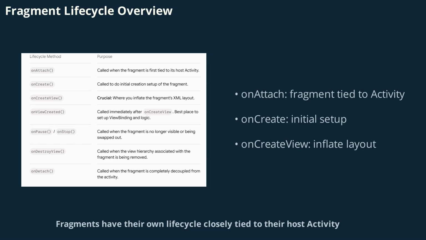Fragments have their own lifecycle, closely tied to their host activity. Key lifecycle methods include onAttach, onCreate, onCreateView, onViewCreated, onPause, onStop, onDestroyView, and onDetach. Each method serves a specific purpose, from initializing the fragment to cleaning up resources when it's no longer needed. Understanding this lifecycle is crucial for managing fragment behavior.